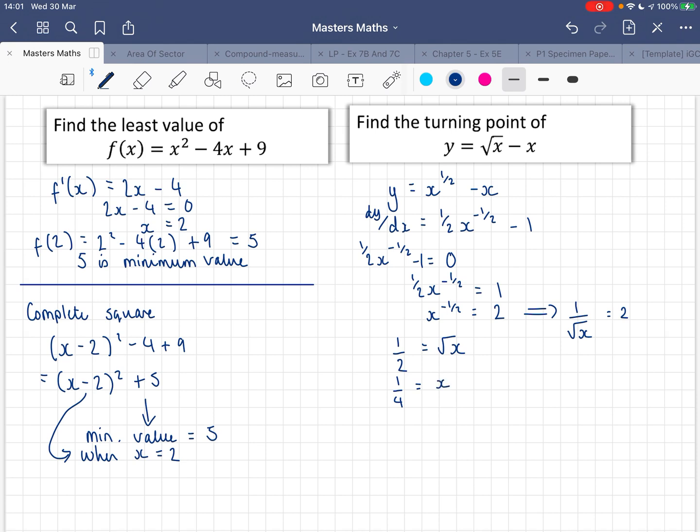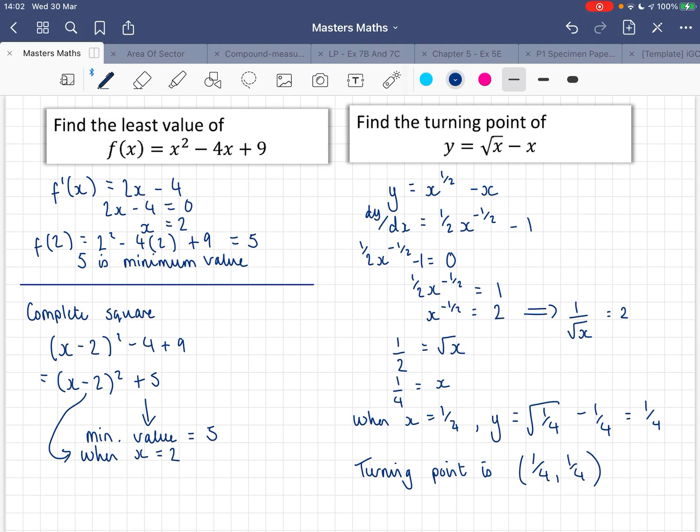Now I know my x value, I need to find the y. So when x is a quarter, y is the square root of a quarter minus a quarter. So a half minus a quarter, which is just a quarter. So my turning point, the coordinate of the turning point, is a quarter, a quarter.